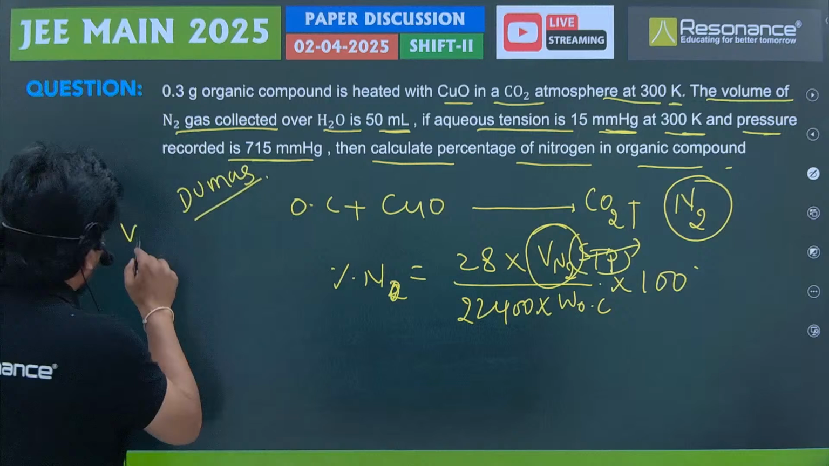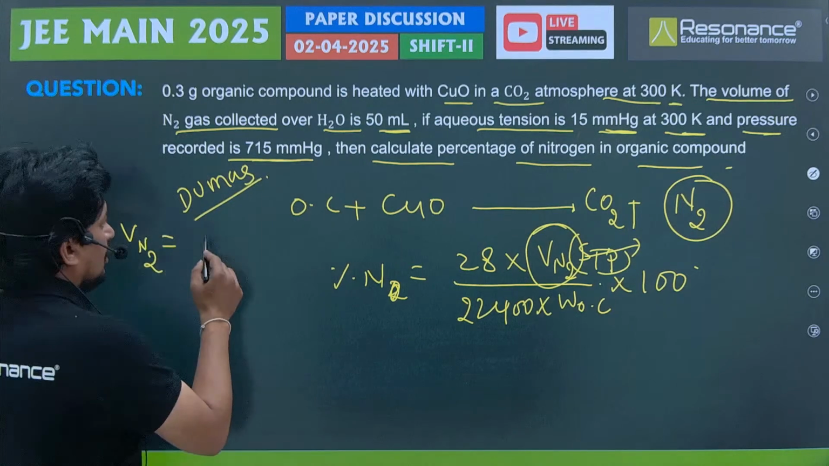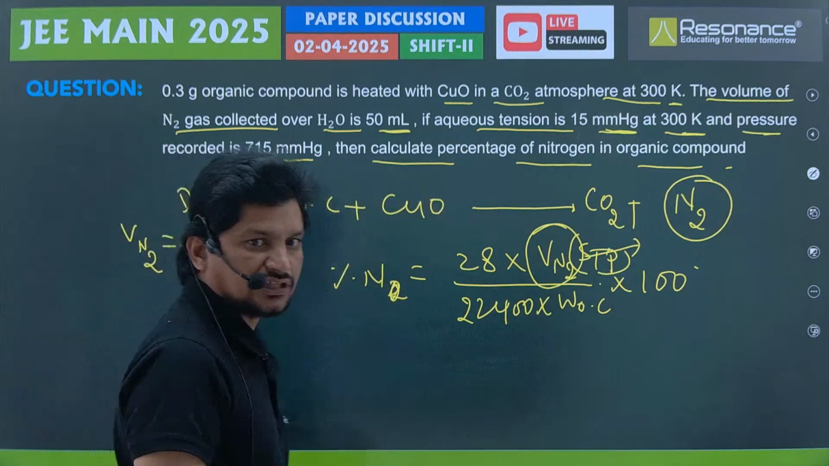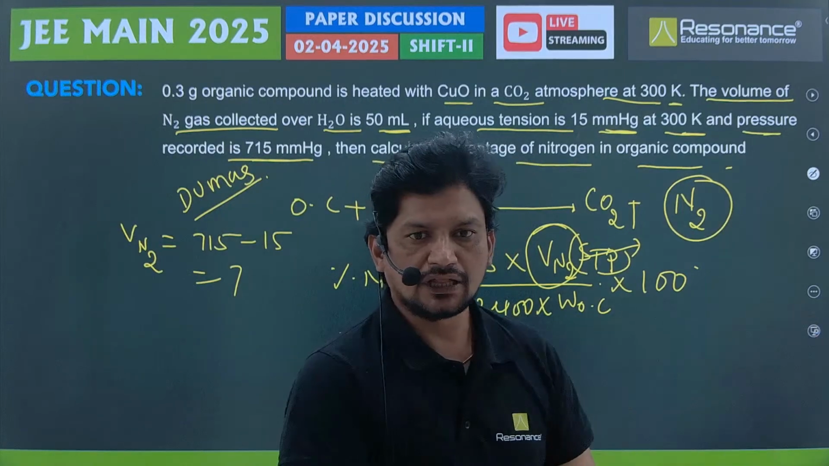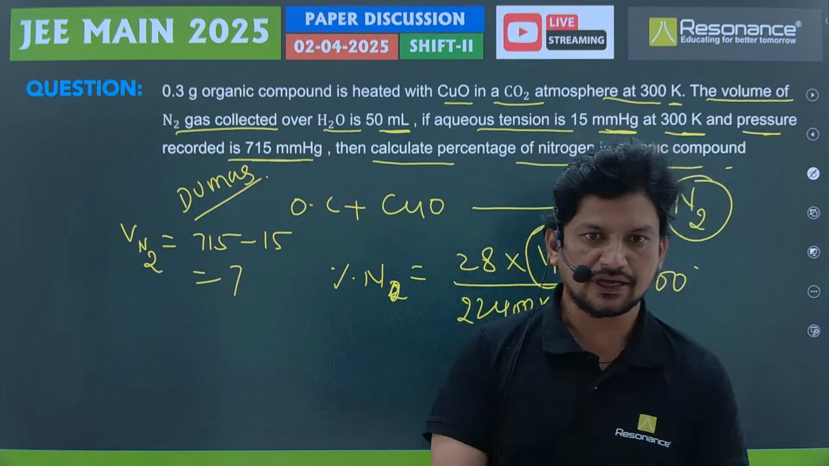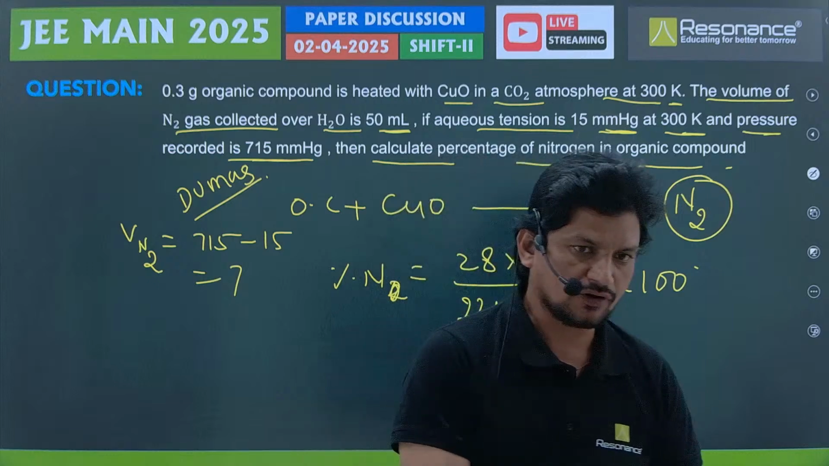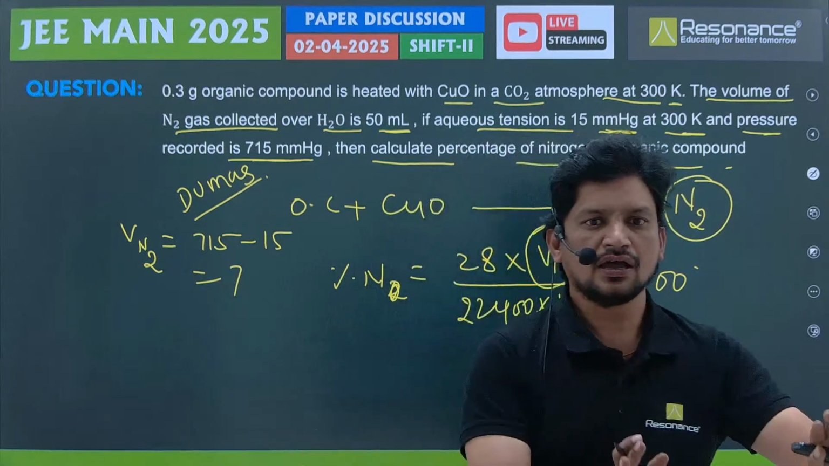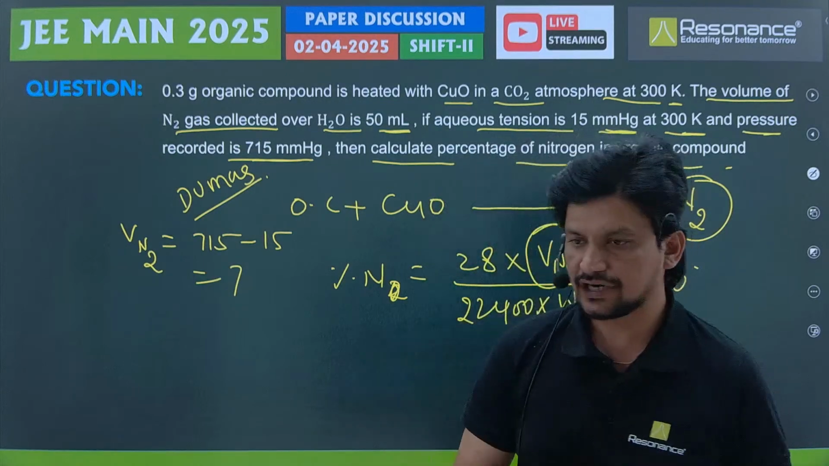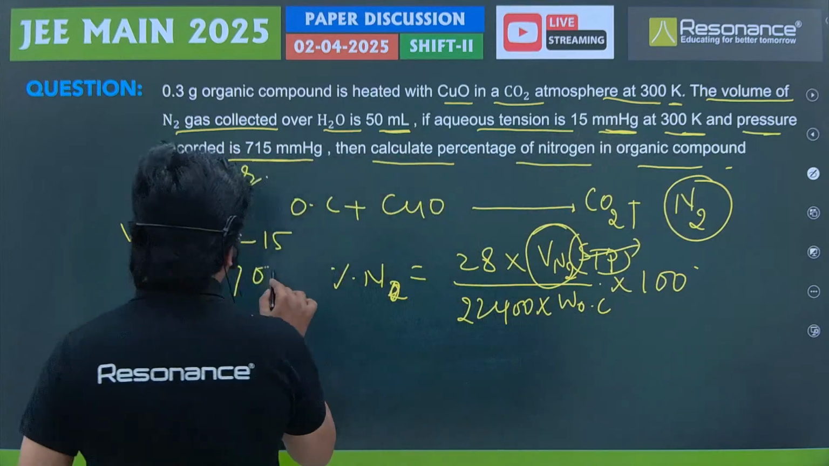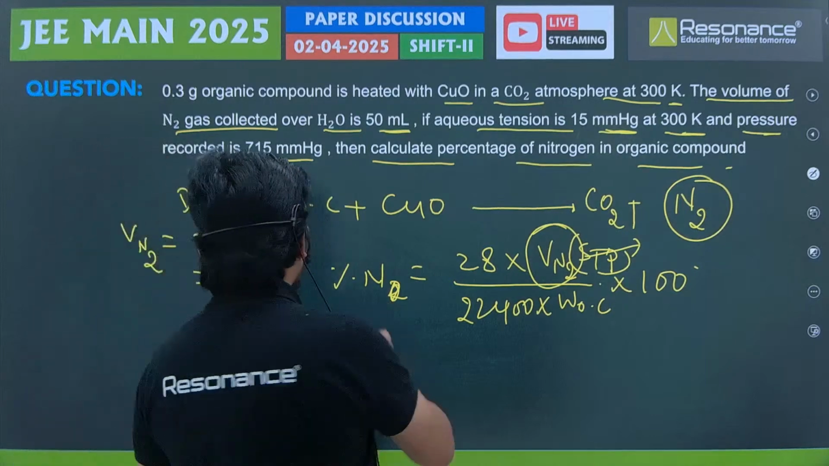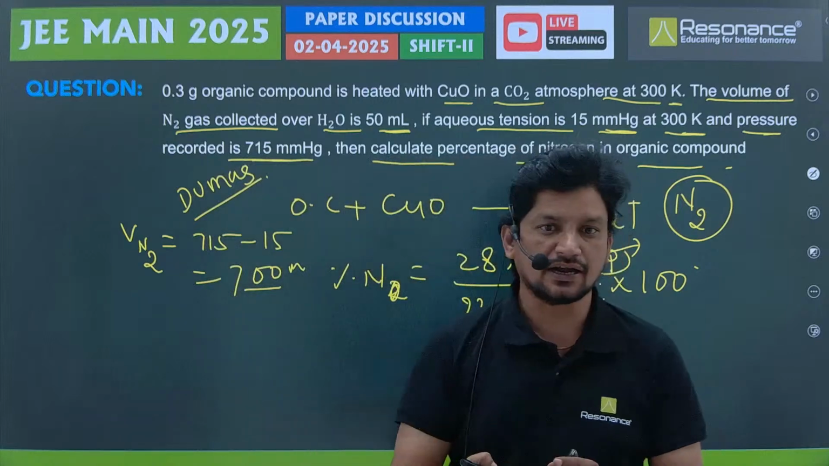Actually, the pressure of nitrogen is 715 minus 15 mm of Hg, because aqueous tension is there. Aqueous tension is what? The vapor pressure exerted by the water vapor is nothing but aqueous tension. We have to subtract the aqueous tension, then only we get the volume of pure nitrogen. Wet nitrogen, dry nitrogen. We get the dry nitrogen. What is the dry nitrogen pressure? 700. This 700 mm of Hg we get for dry nitrogen in the experimental condition.